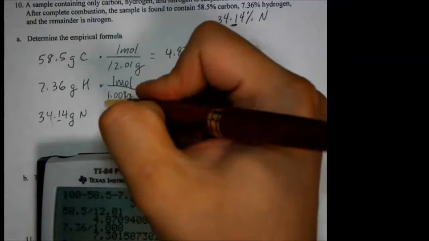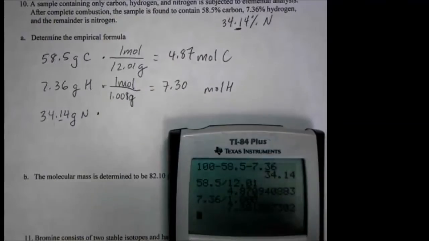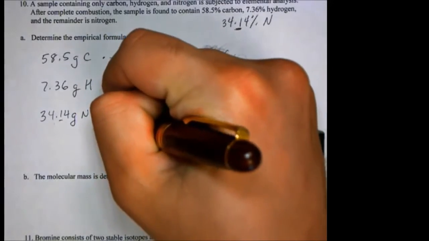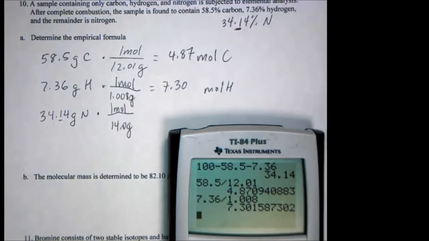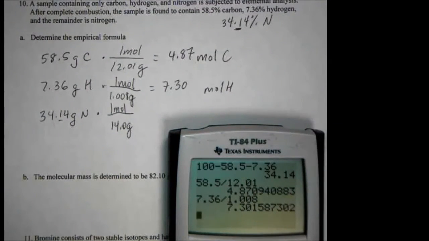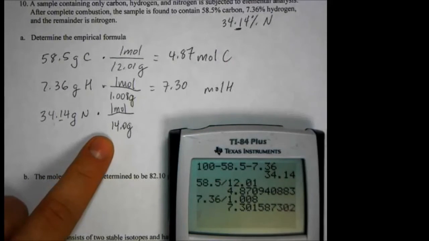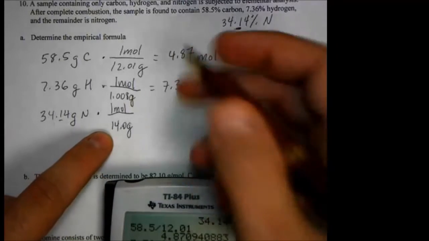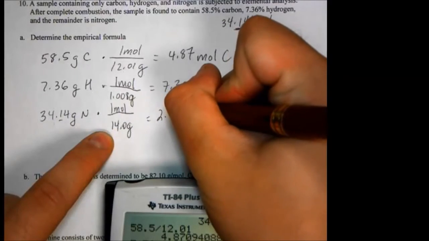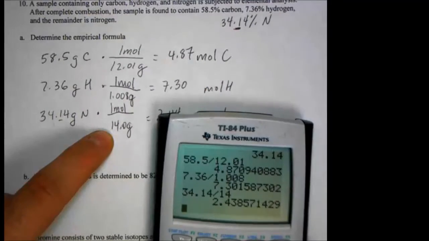And lastly, we have 34.14 grams of nitrogen, so this is going to be 14.0 grams of nitrogen for every 1 mole. You can be a little bit more exact if you want. It's pretty close to 14. If you want to include some extra decimal points there, you can, but this will give you the right answer. So if we take 34.14 divided by 14, that is going to give us 2.44 moles of nitrogen. You can see that right there.